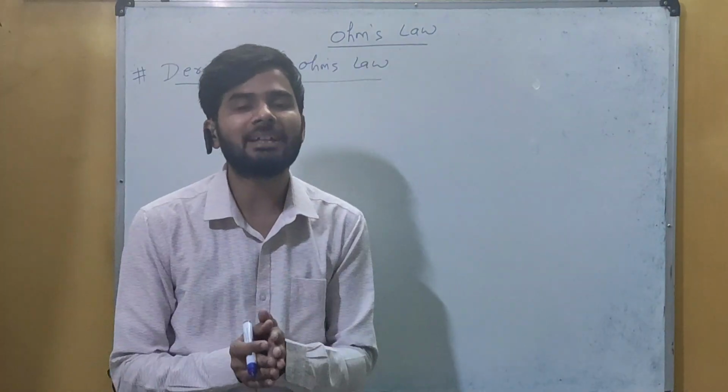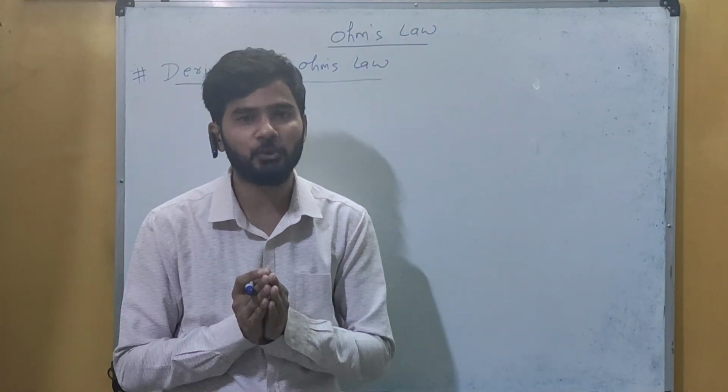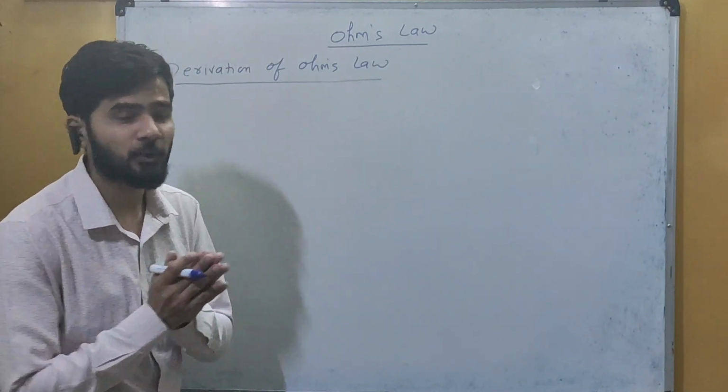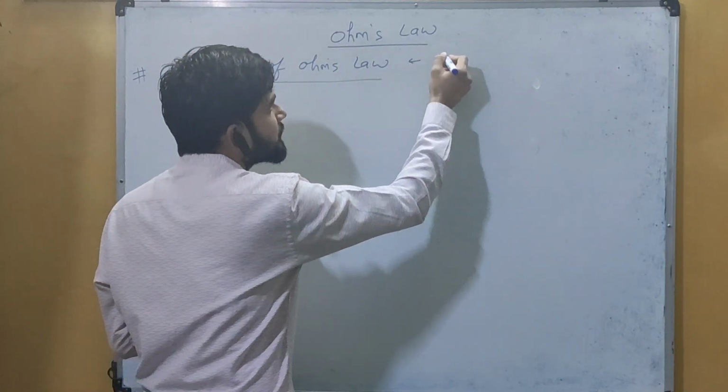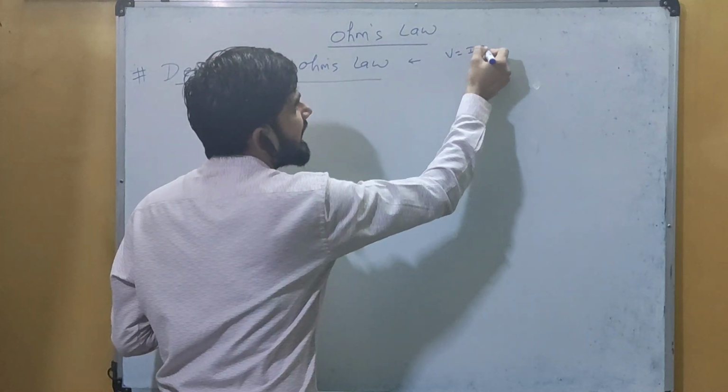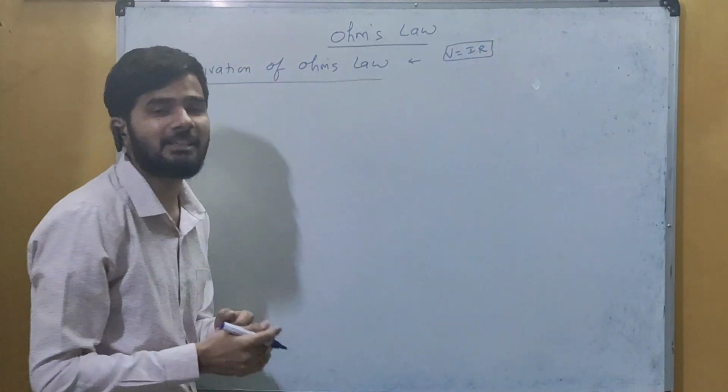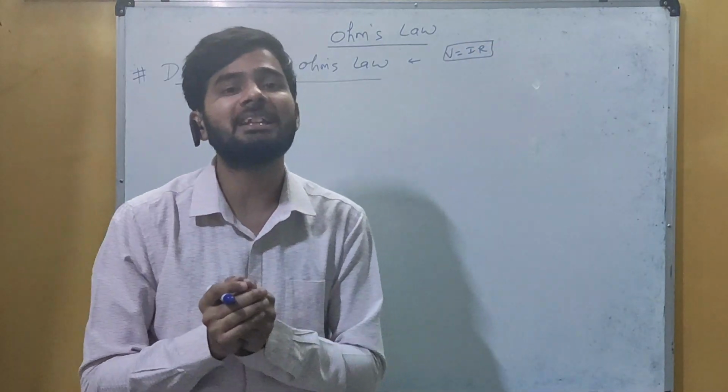So now, after looking at the statement and the graph for Ohm's law, let us derive this Ohm's law. Now we have the statement of Ohm's law, that V is equal to IR. Now how can we prove that V is equal to IR? How will we derive this Ohm's law?